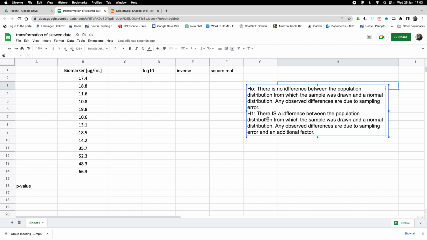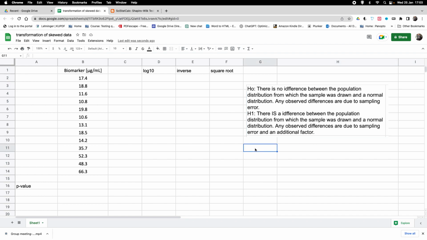The alternative hypothesis, however, is that there is a difference between the population distribution from which we have taken this sample and a normal distribution. So in other words, the population from which we have taken this sample is not normal distributed, and therefore any observed differences are not just due to sampling error.